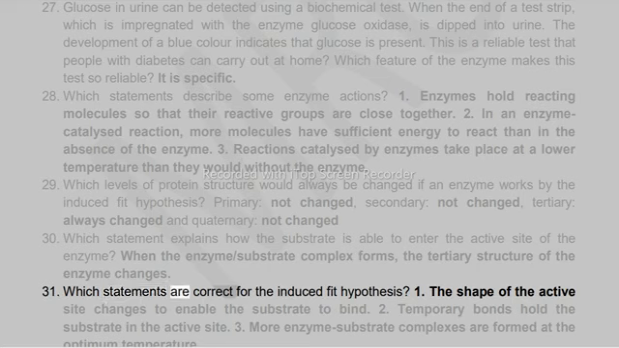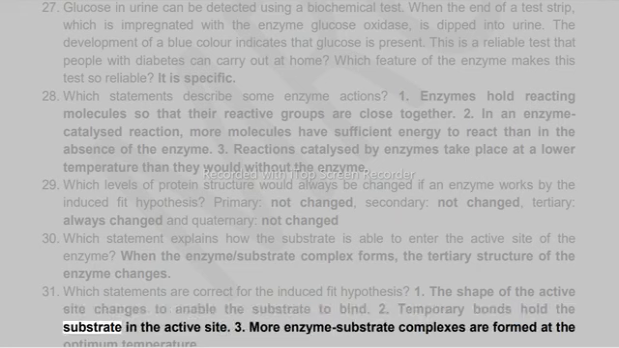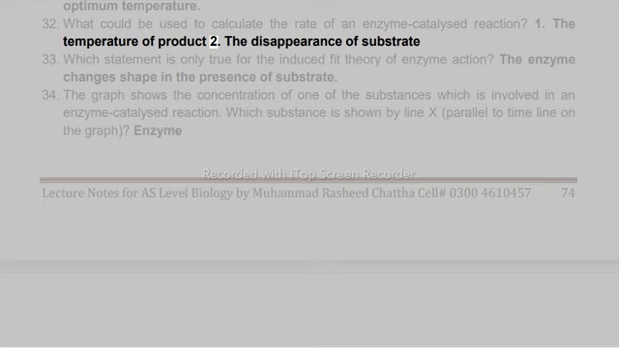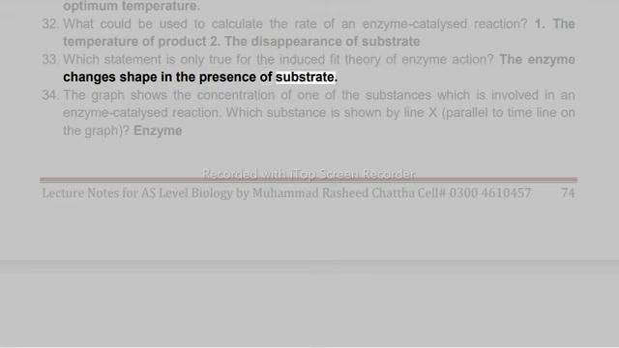31. Which statements are correct for the induced fit hypothesis? 1. The shape of the active site changes to enable the substrate to bind. 2. Temporary bonds hold the substrate in the active site. 3. More enzyme-substrate complexes are formed at the optimum temperature. 32. What could be used to calculate the rate of an enzyme-catalyzed reaction? 1. The temperature of product. 2. The disappearance of substrate. 33. Which statement is only true for the induced fit theory of enzyme action? The enzyme changes shape in the presence of substrate.